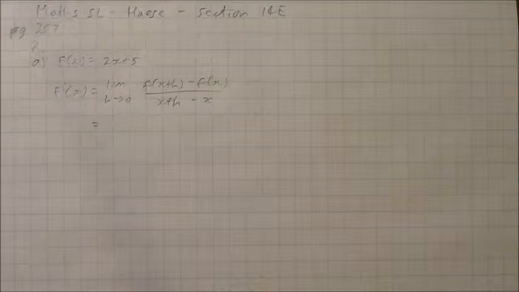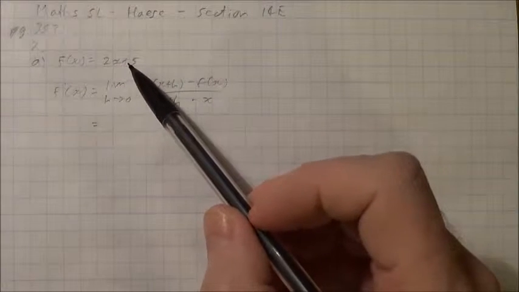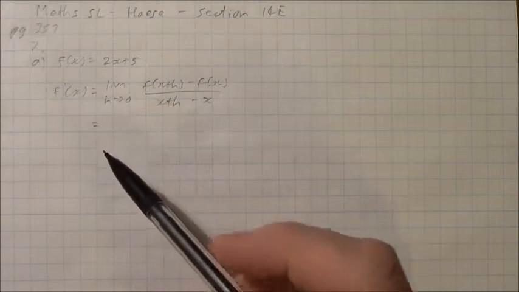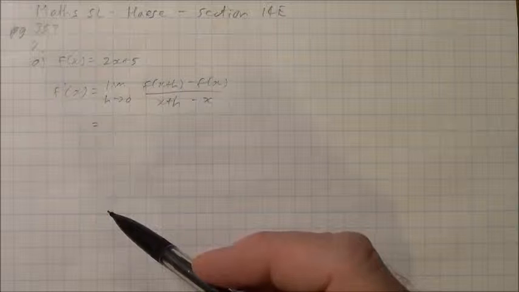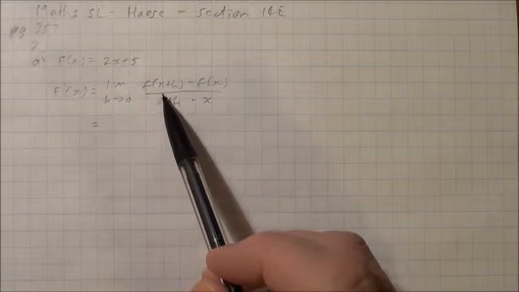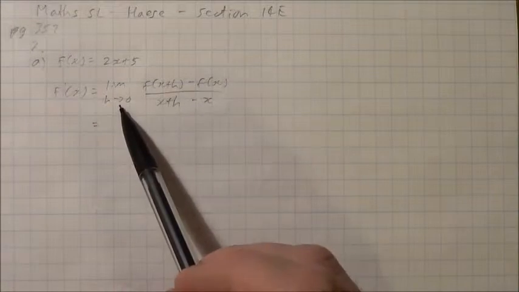Section 14E, question number 2, page 357. The question asks us to find f prime of x from first principles given that f of x is, for part A, 2x plus 5. So the limit definition of the derivative, or the derivative from first principles, is given by f prime of x equals the limit of f of x plus h minus f of x all over x plus h minus x as h approaches 0.